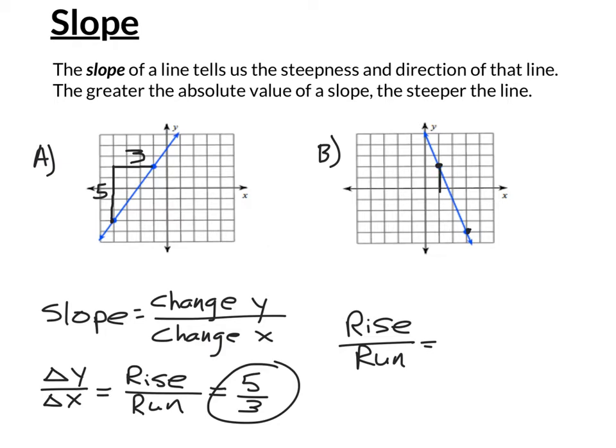I got 1, 2, 3, 4, 5, 6. But since I went down 6, I'm actually going to have a negative rise. We went down 6 spaces, so my rise is negative 6. And I go to the right 1, 2 spaces. To the right 2. Now, this is a fraction I can actually simplify. 2 goes into negative 6 evenly, so negative 6 divided by 2 gives me negative 3. That is my slope for example B.